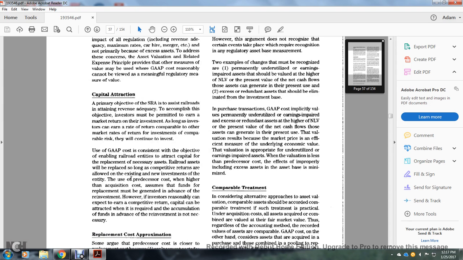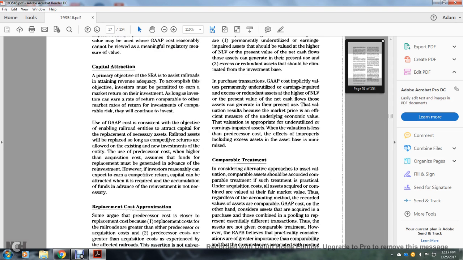Capital attraction. The primary objective of the SRA is to assist in attaining revenue adequacy. To accomplish the objective, the investors must be permitted to earn the market return on the investment, as long as the investors can earn a rate of return comparable to other market rates of return on investments of comparable risk that would come into the investment.